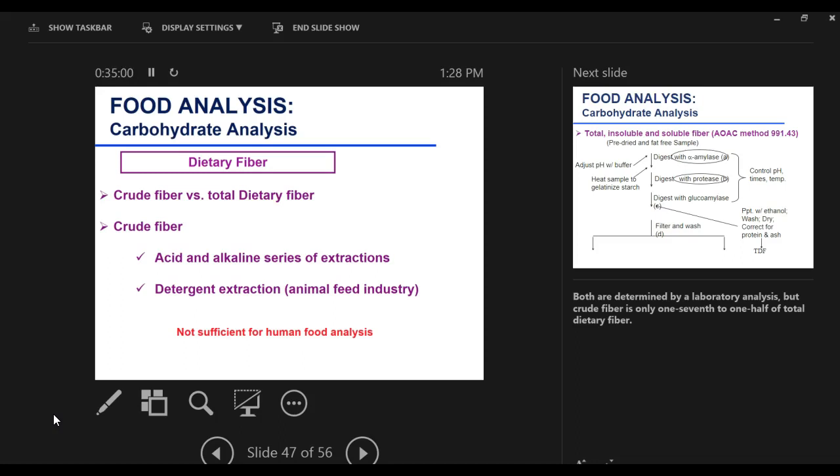So you break down most of your protein and starches, but what remains is your dietary fiber: cellulose, hemicellulose, and lignin. So these will not be solubilized, and you can filter them and then dry them and quantitate them. But again, this is crude because it's missing the soluble fiber component.